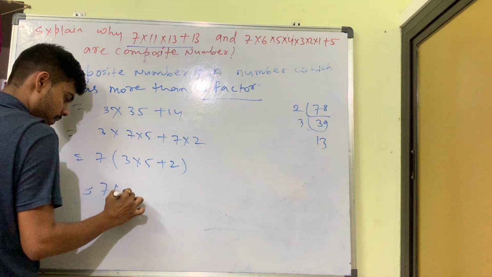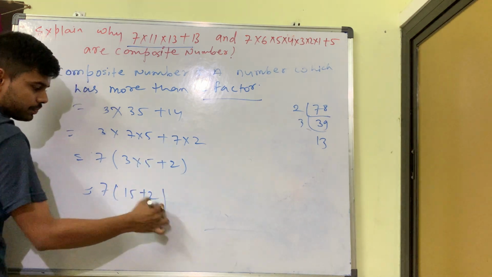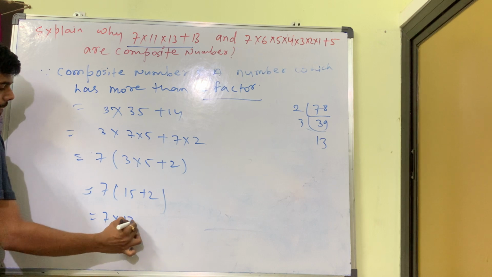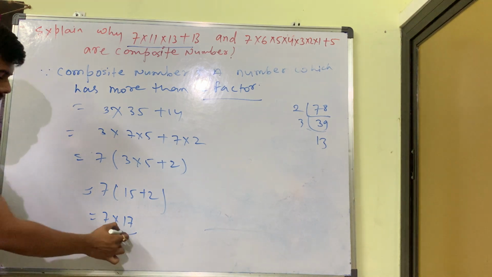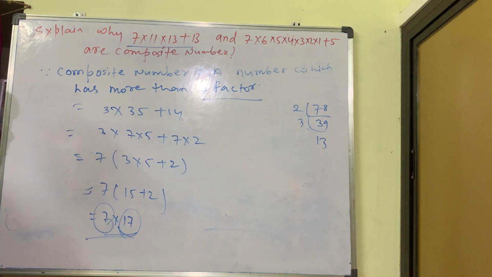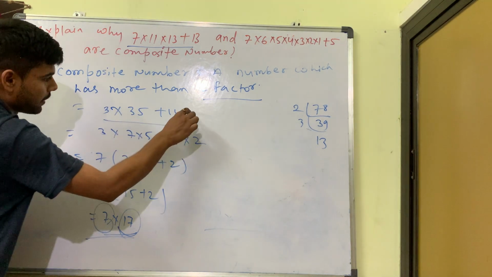7 into 15 plus 2. Any doubts? So 7 into 17. So 17 is a prime number, it does not have more than 2 factors, so it is not a composite number.